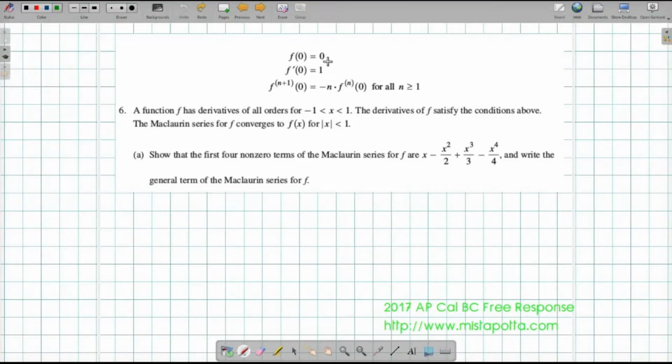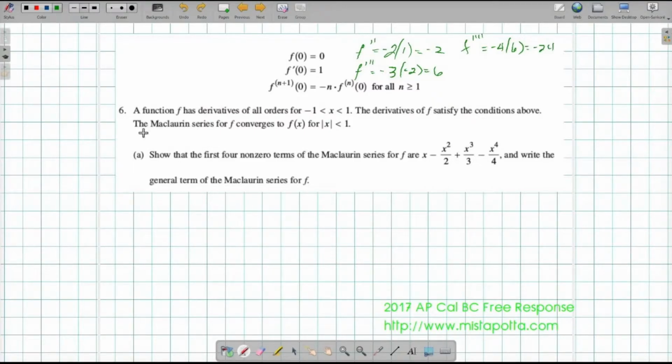So let's see. I know that f of 0 is 0, f prime of 0 is 1. If I want f double prime, that means n is 2. So this is -2 times 1, which is -2. If I want to find the third derivative, that means that n is 3, so this is -3 times my previous derivative, which is 6. And I can continue in this idea. The fourth derivative, n is 4, so this is -4 times 6, which is -24. I can keep going with this pattern.